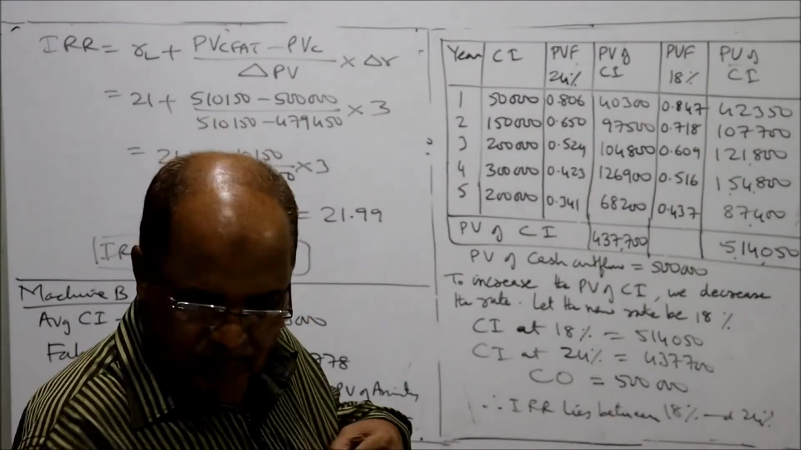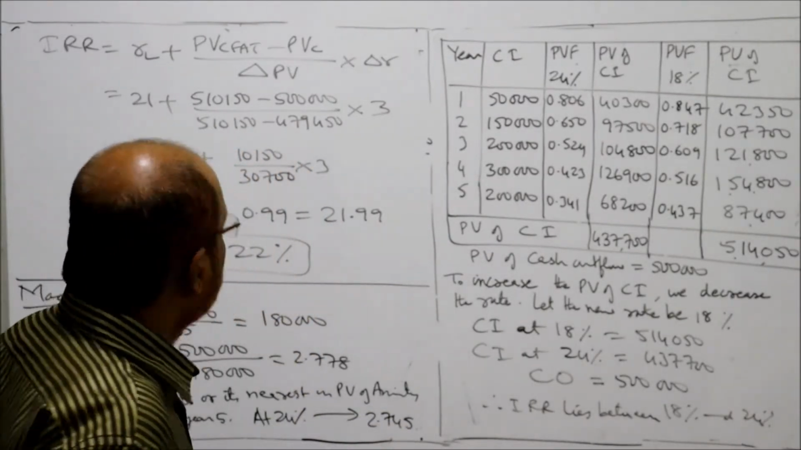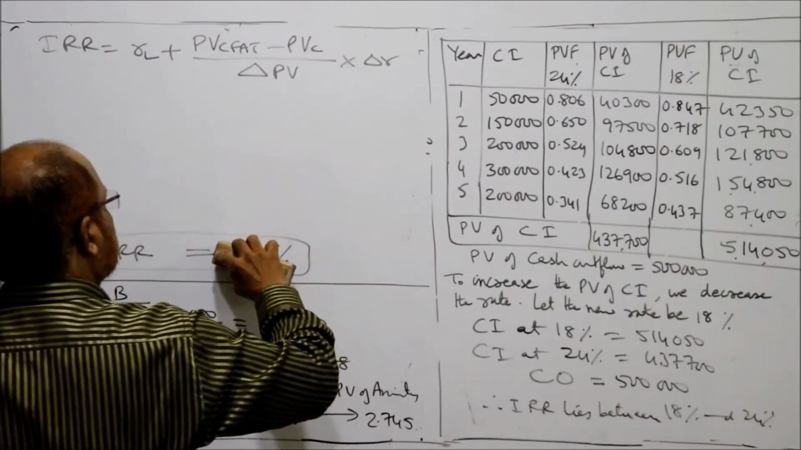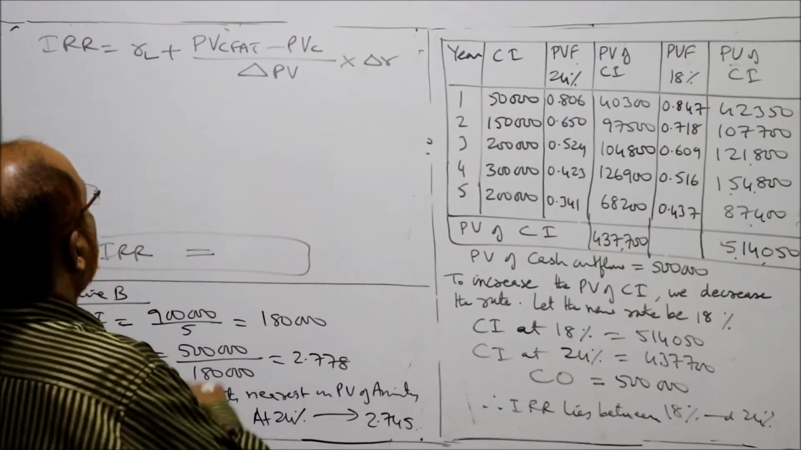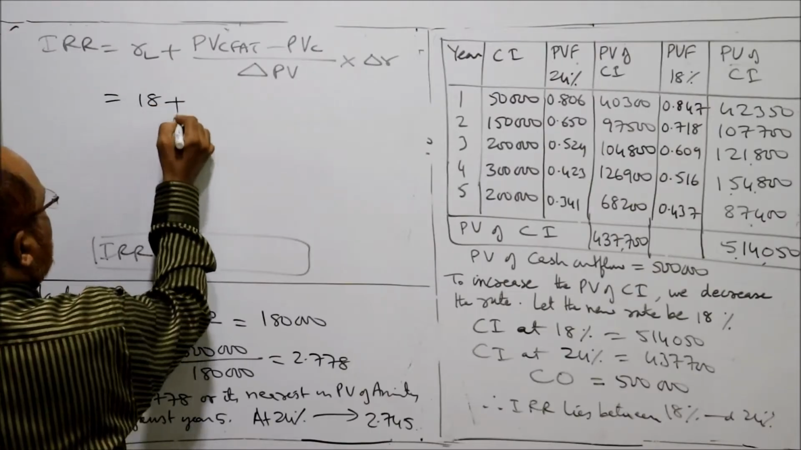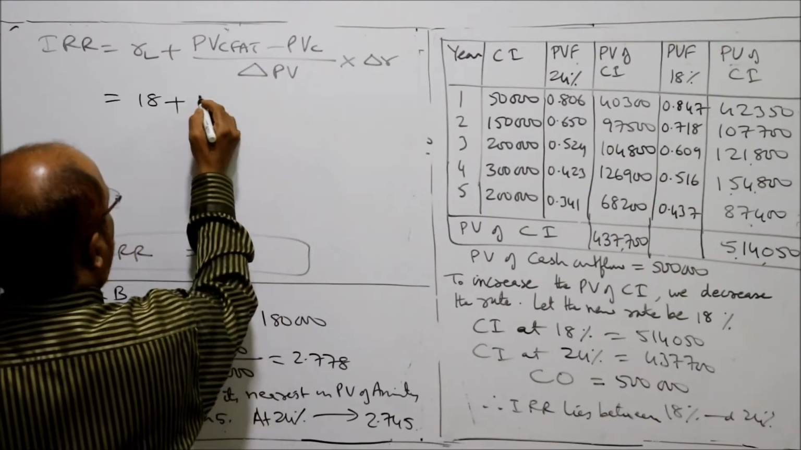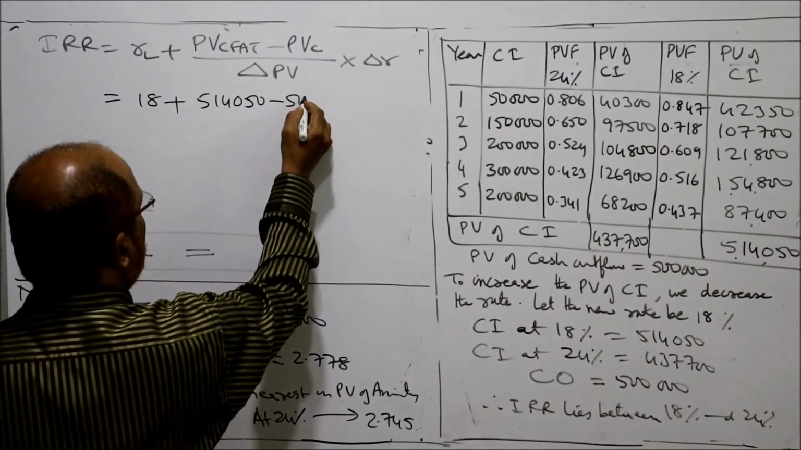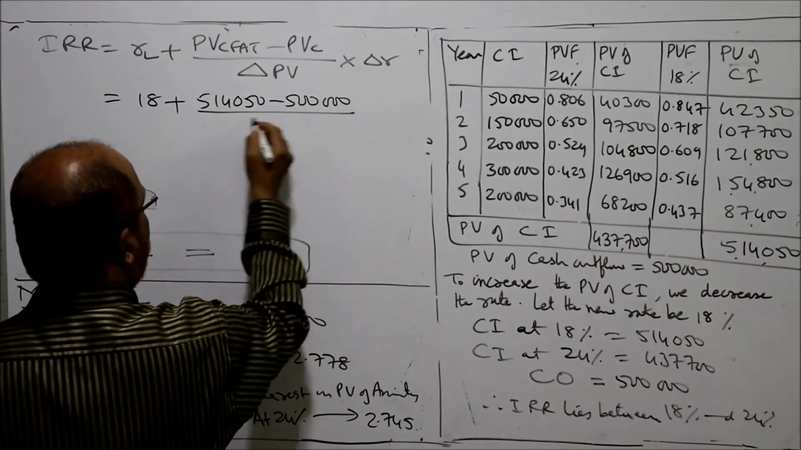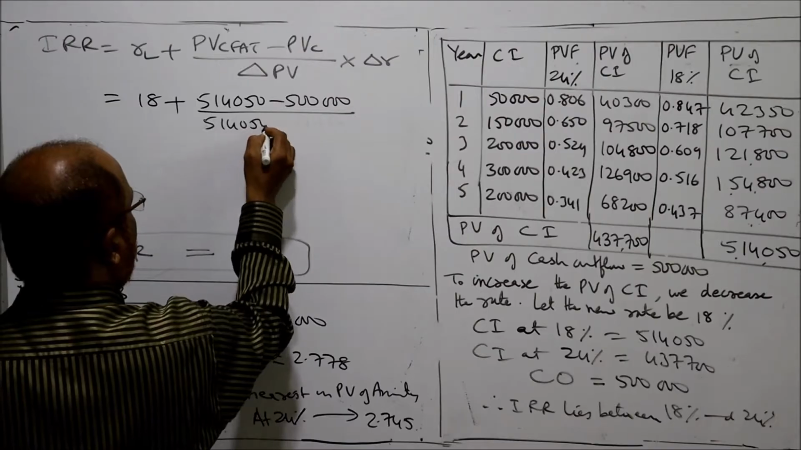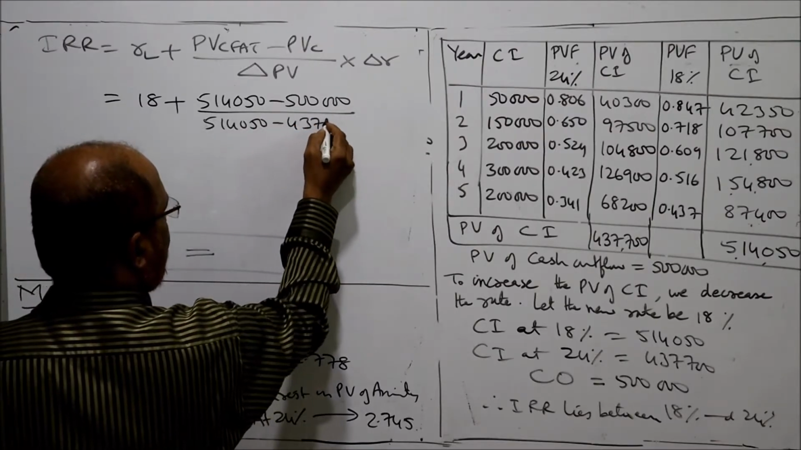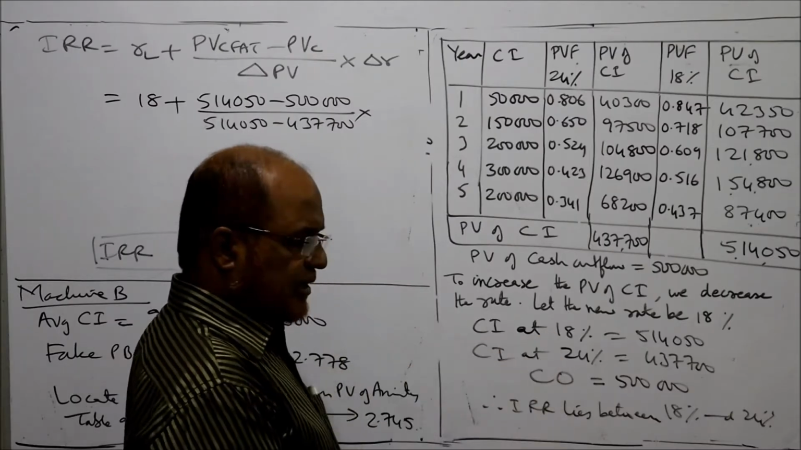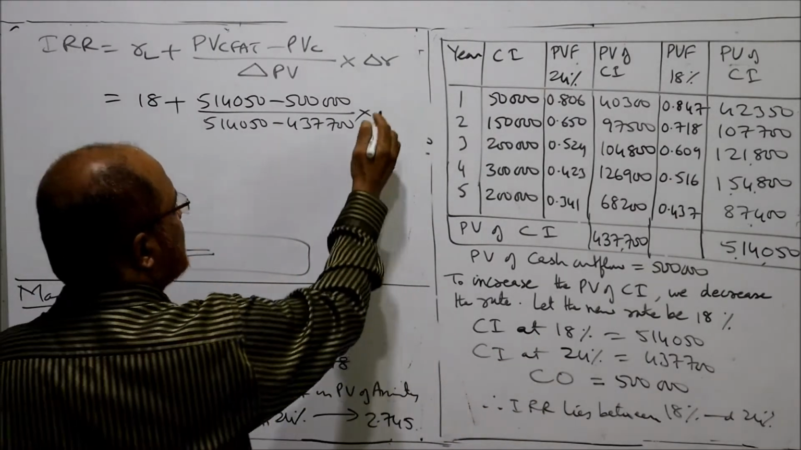So the actual IRR will be computed by the interpolation formula, just like machine A. The lower rate is 18%. PV of cash inflow at 18%, 5,14,050 minus 5 lakh. What is the difference in rates? 18, 19, 20, 21, 22, 23, 24: 6.